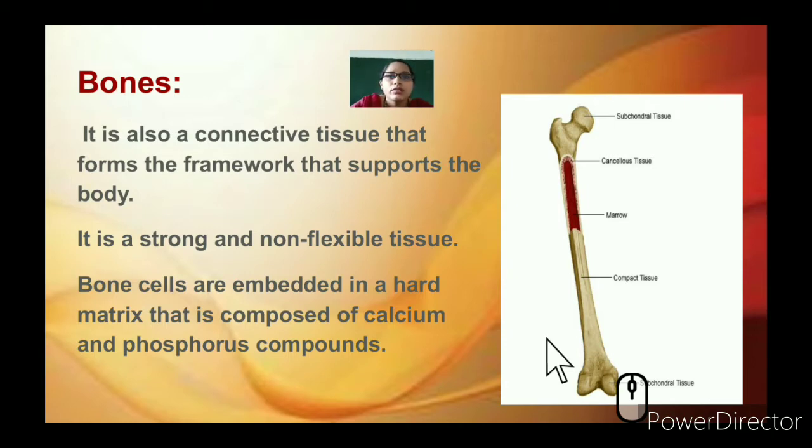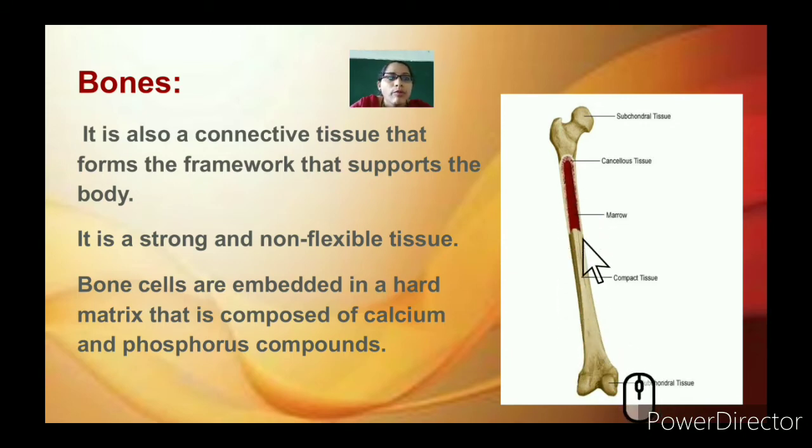Next we will learn about the bones. You might have heard about bones. They are a connective network or tissue that forms a framework. They help to support the body and they are very strong and not flexible. That is, they are non-flexible tissues. You can see in the figure that it's a compact tissue.